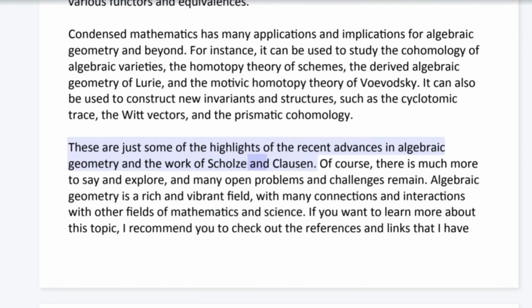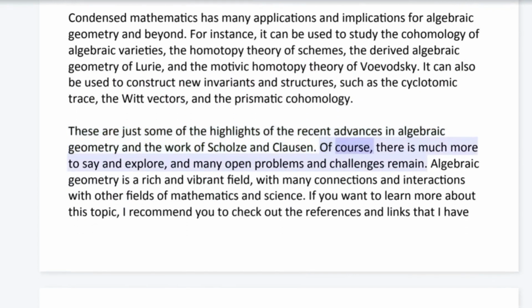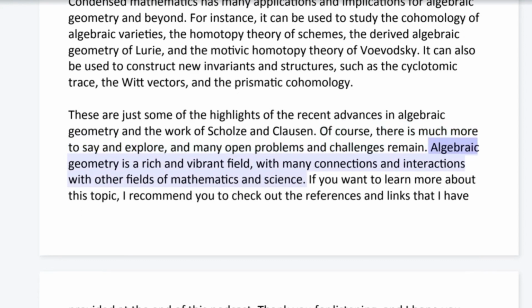These are just some of the highlights of the recent advances in algebraic geometry and the work of Scholze and Clausen. Of course, there is much more to say and explore, and many open problems and challenges remain. Algebraic geometry is a rich and vibrant field, with many connections and interactions with other fields of mathematics and science.